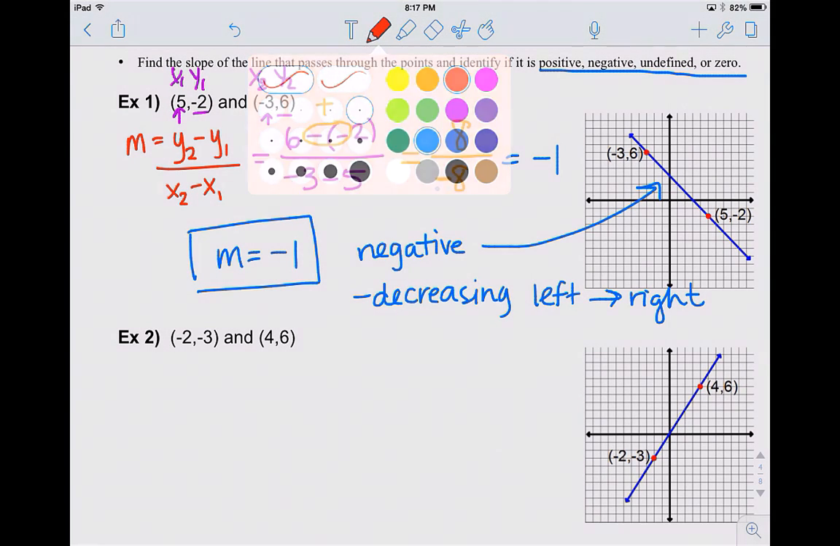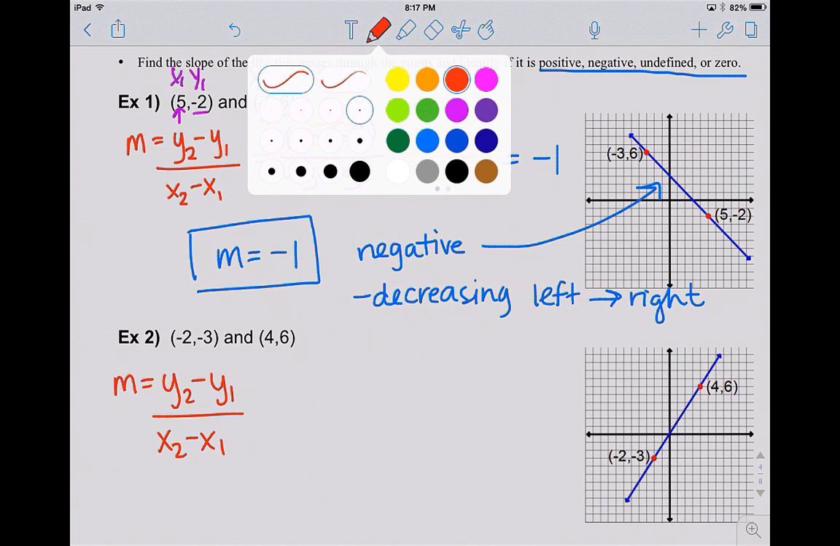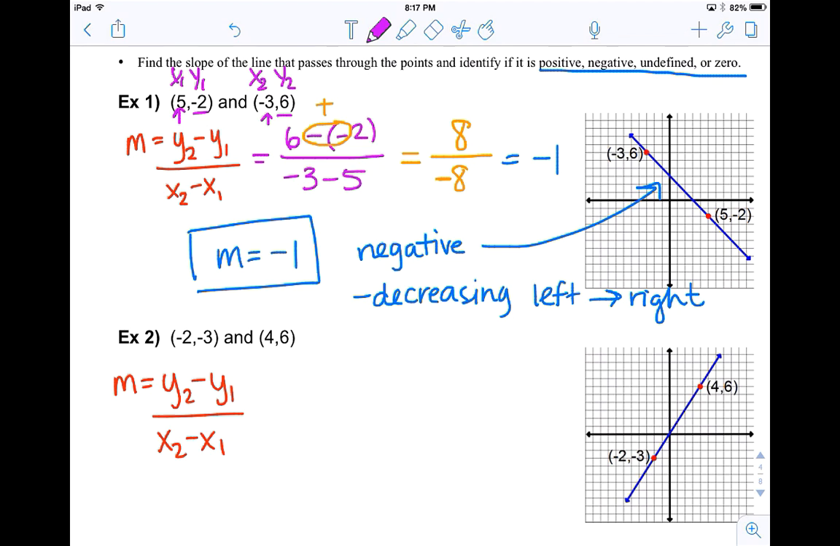Example 2. Again, let's write down our slope formula. So y2 minus y1 over x2 minus x1. Label our numbers. So this first point, I'm going to make it x1, y1. Second point, I'm going to make it x2, y2. Again, it doesn't matter which point is which. So let's start plugging in.